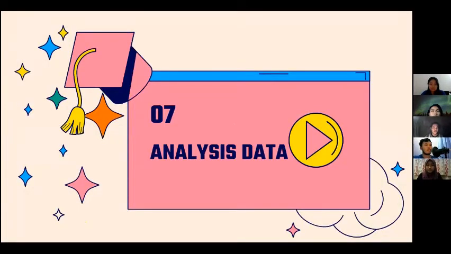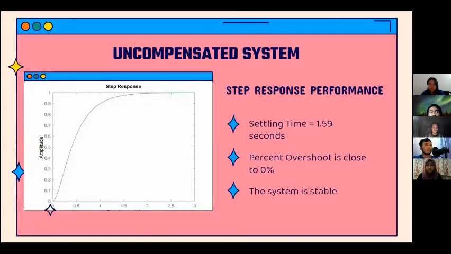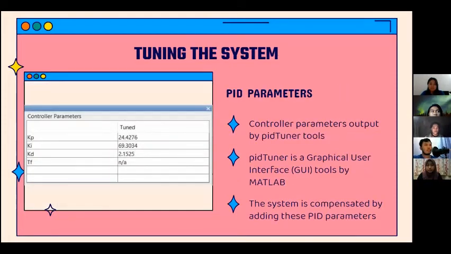Okay, next is the analysis of data. The first one is the uncompensated system, which means without the PID controller. Here you can see the step response performance. The settling time is 1.59 seconds. The percent overshoot is close to 0%. And the system is stable. So the uncompensated system already meets the given requirement.